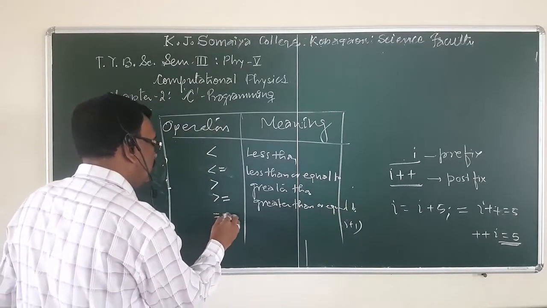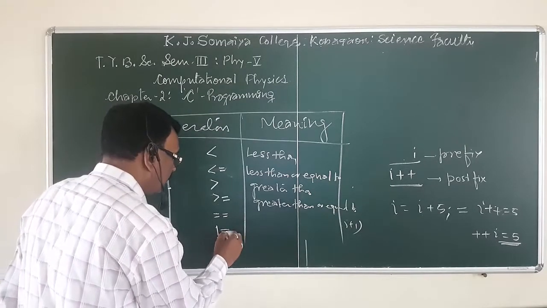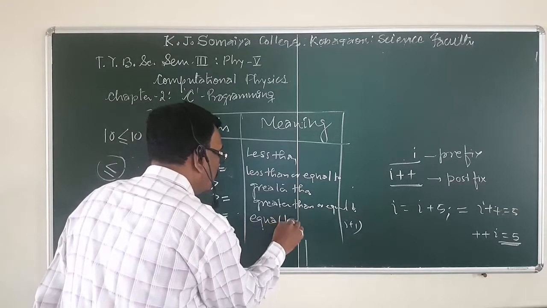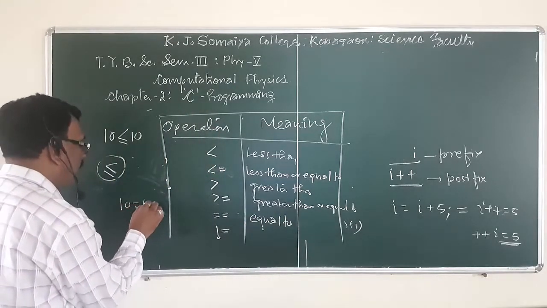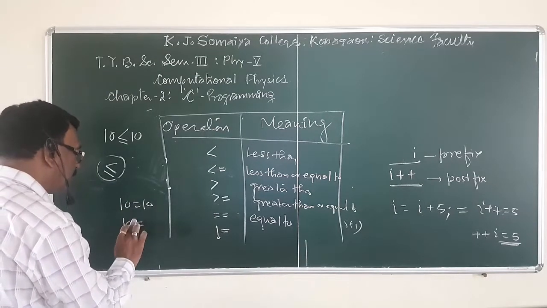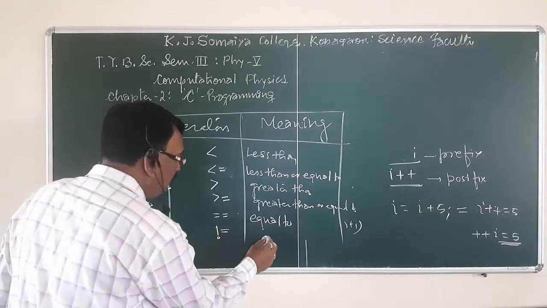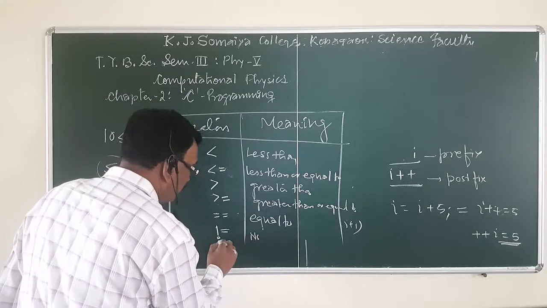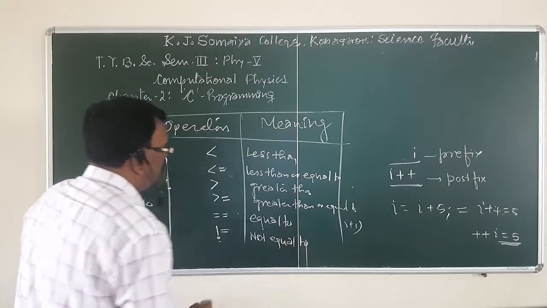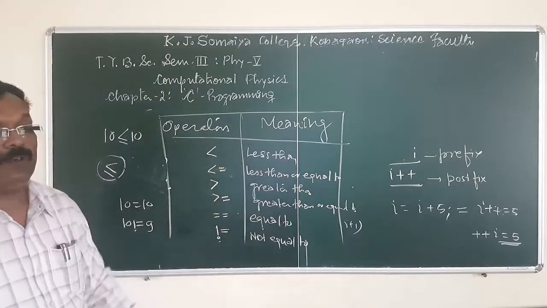Then the last ones are the equality operators, the second last and the last. This is equal to. Suppose 10 is equal to 10. But if we write here 10 is not equal to 9, 10 is not equal to. Therefore, this is not equal to. This is the operator for not equal to. So these are the operators and this is the meaning of each and every operator.